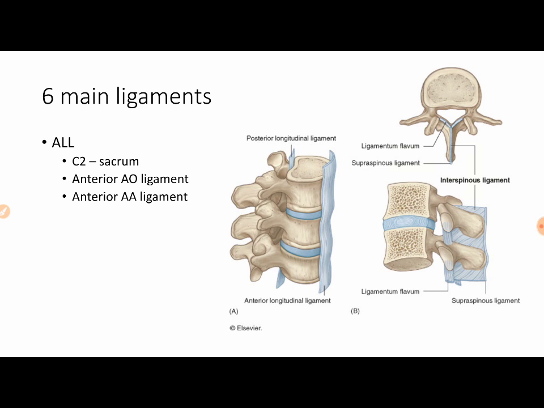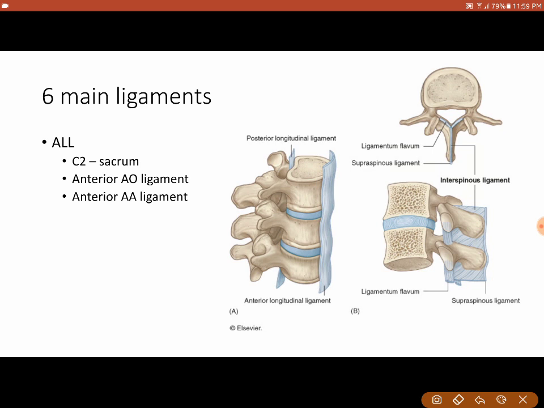Now, let's talk about the 6 main ligaments of the spine. So, first you have your ALL, or also known as anterior longitudinal ligament. Remember that your ALL connects the anterior vertebral body, and it is the only ligament that limits extension.